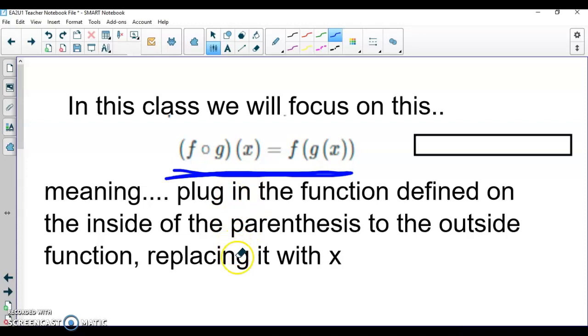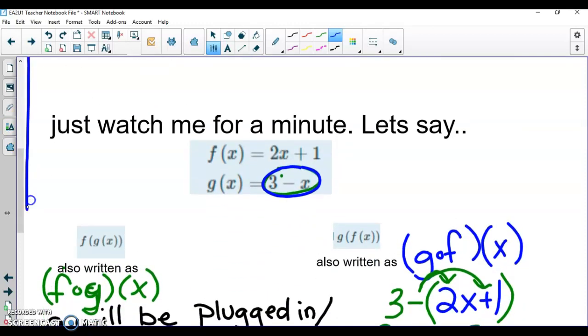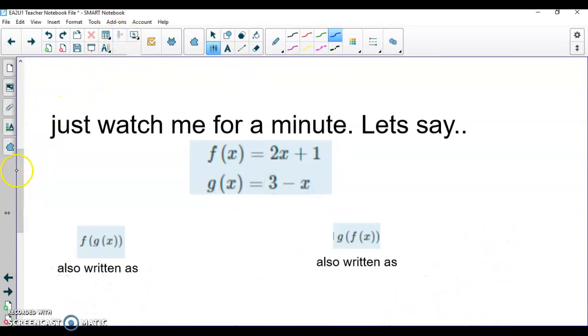Hopefully you did. I like to look at it like this. First function f, I take the second function, I plug it in. Order matters. Whatever the second function is, we will plug in for the x value of the first. Let's take a look at what this looks like for us.